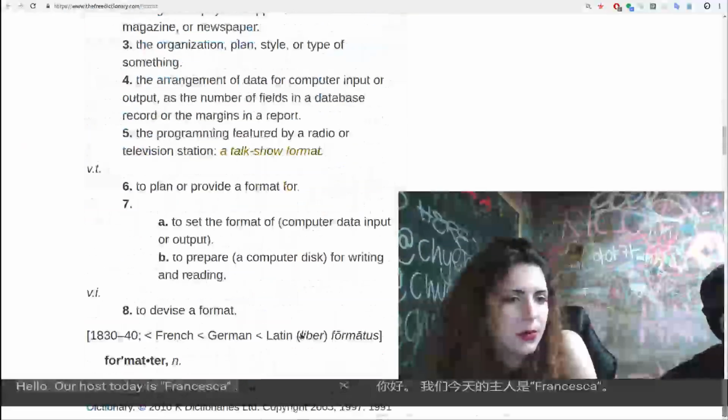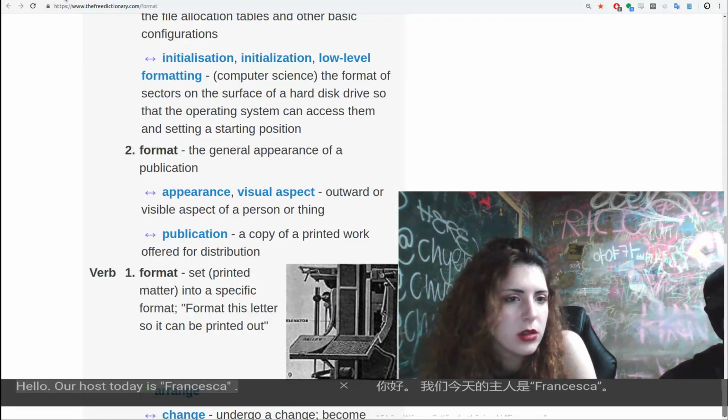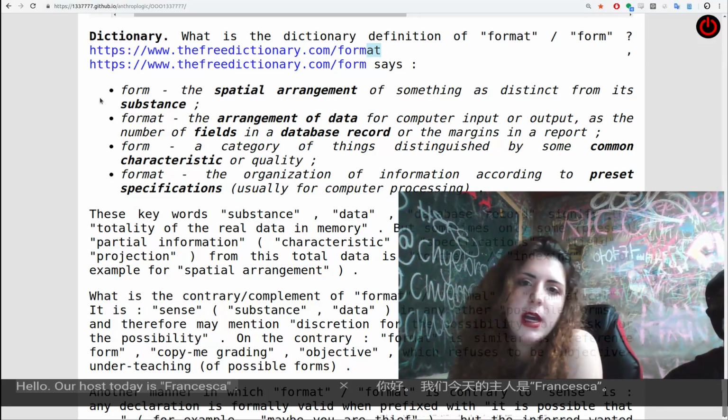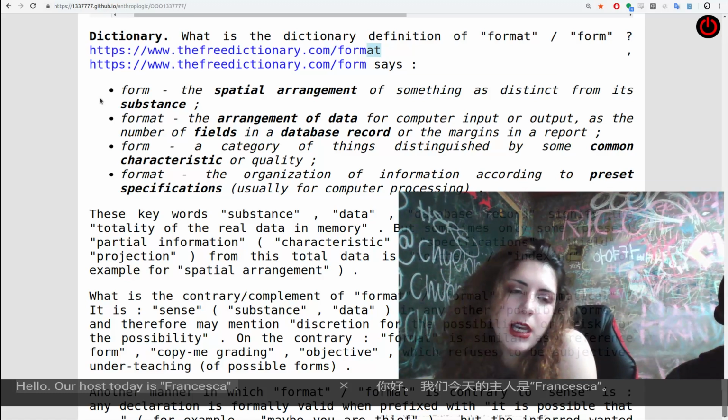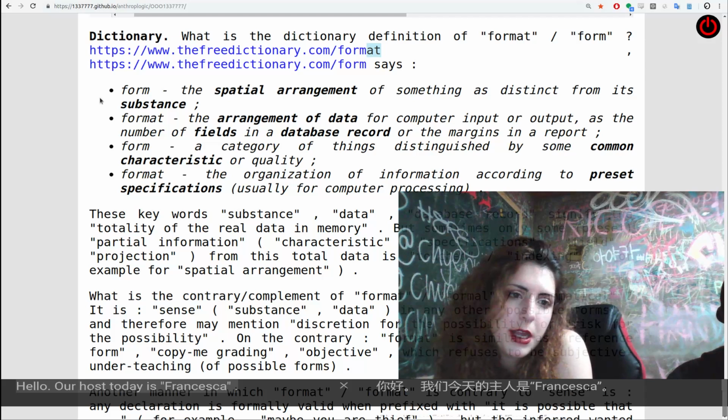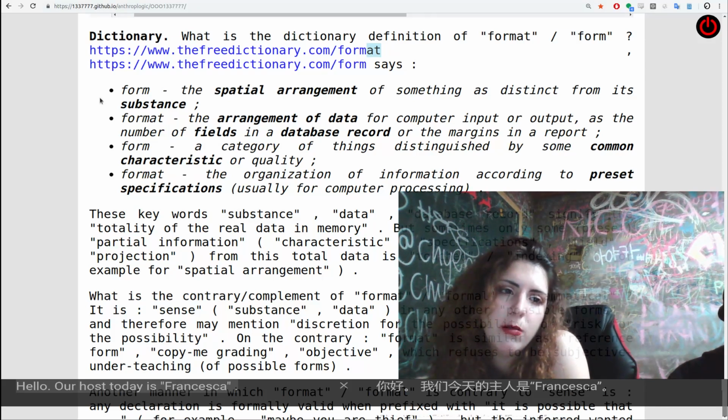So what does it say? Essentially it says this: the spatial arrangement. Read this. Form: the spatial arrangement of something as distinct from its substance. Format: the arrangement of data for computer input or output, as the number of files in a database, records, or the margin in a record. Form: a category of things distinguished by some common characteristic or quality. Format: the organization of information according to preset specification, usually for computer processing.